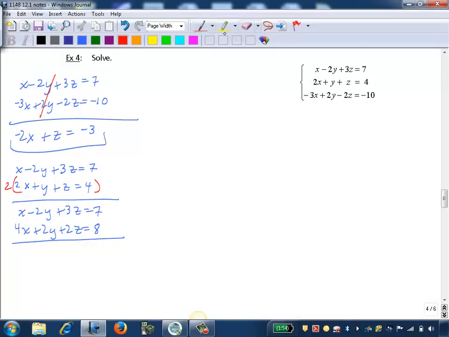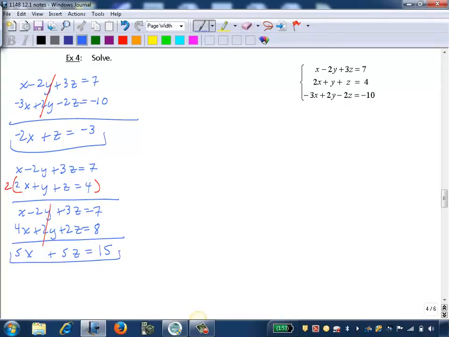So now when I add down the columns, I've got x and 4x, so that'll give me 5x. My y's are eliminated, the -2y and the +2y. And then I add my 3z and 2z, so I'll get 5z. And I add my 7 and 8 and get 15. So now I've taken this pair of 2 equations and 3 variables and combined them together to make one equation in only 2 variables. So now I have one equation here in an x and a z, and here's a second equation in x and z. So now I'm going to solve that system of 2 equations and 2 variables.